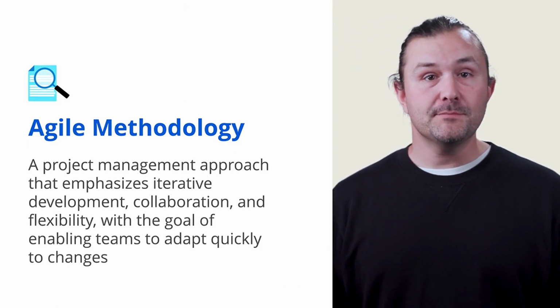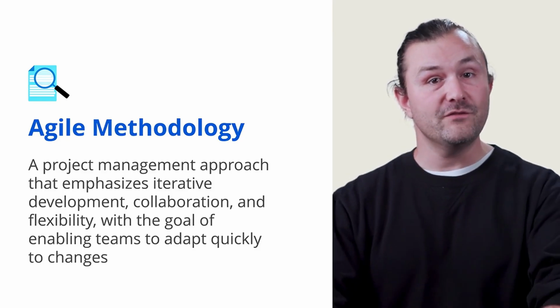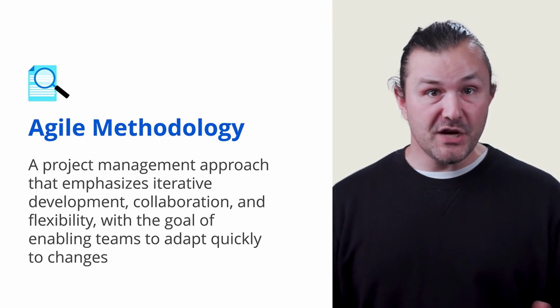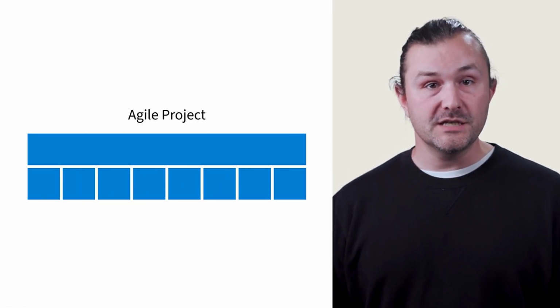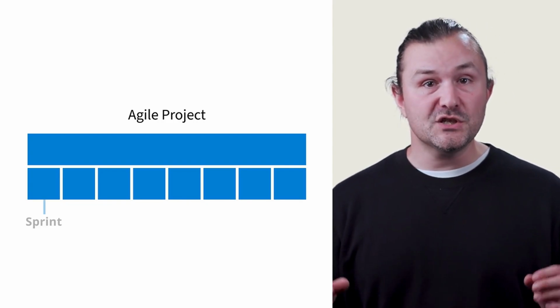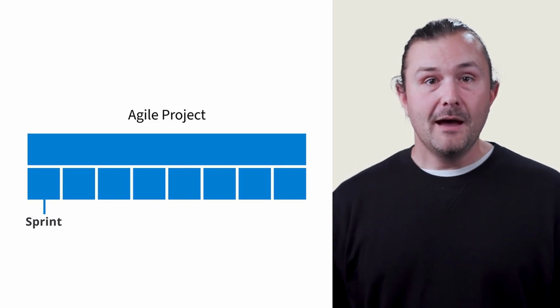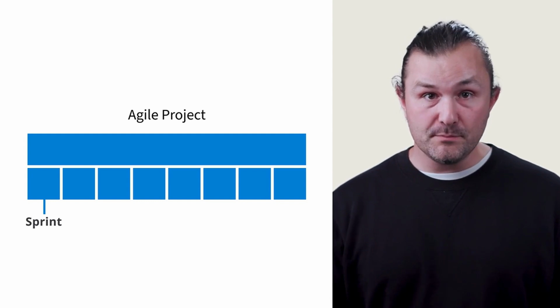Agile methodology is a project management approach that emphasizes iterative development, collaboration, and flexibility with the goal of enabling teams to adapt quickly to changes. Agile methodologies help manage workflows by breaking projects into smaller, manageable pieces. Each of these pieces is known as a sprint, which generally spans 2 weeks of development time. A major benefit of Agile is that there is a working product at the end of each sprint.